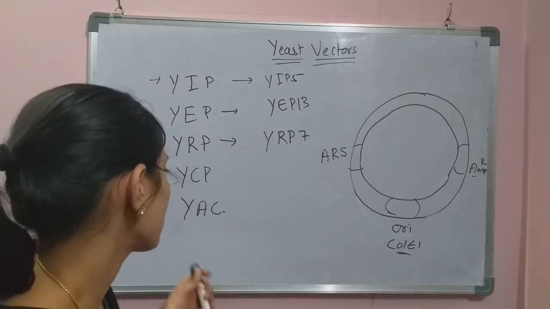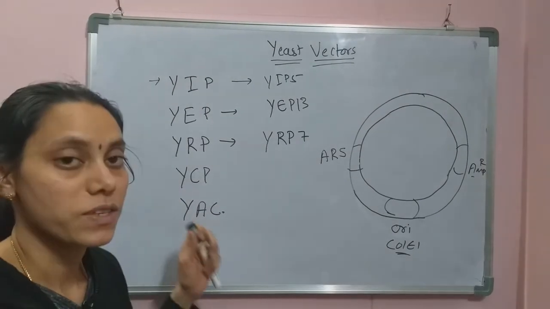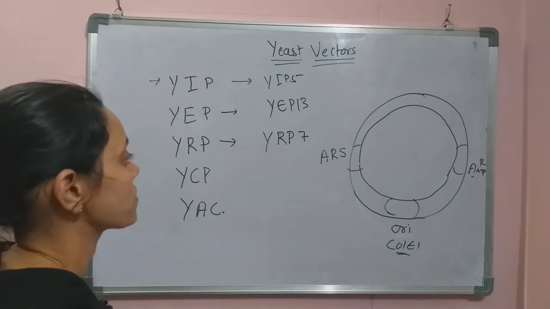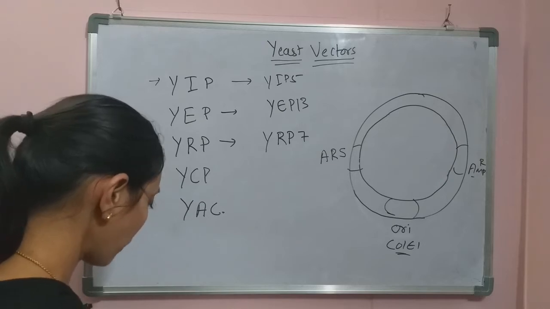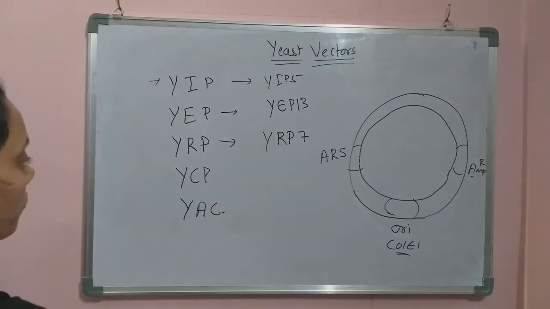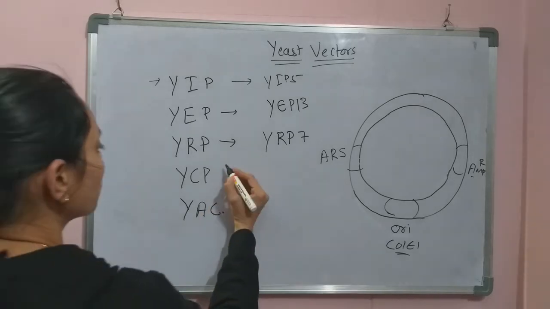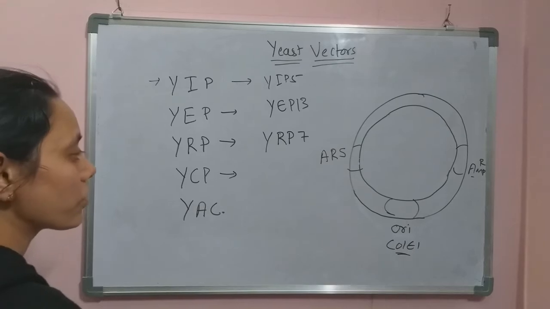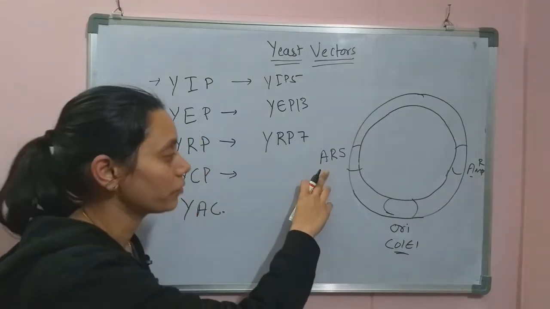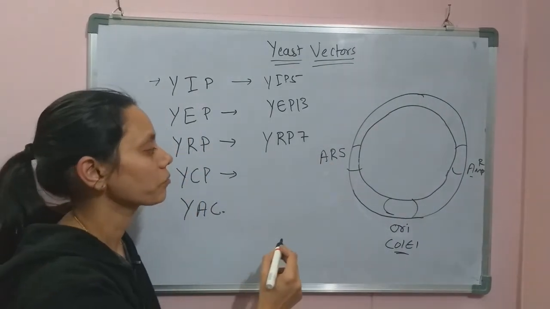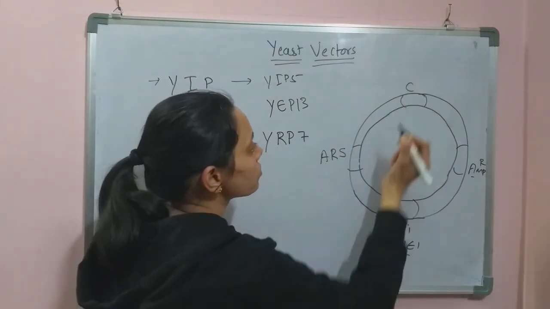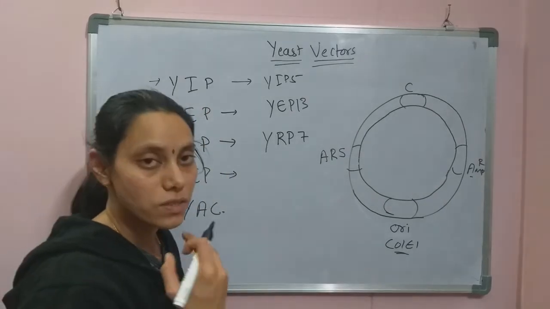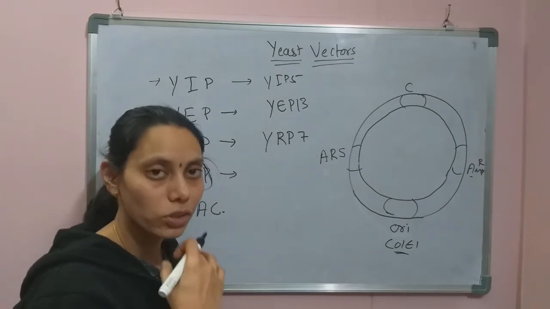And coming to the next type of plasmid, that is the yeast centromeric plasmid. This yeast centromeric plasmid is basically a type of yeast based vector which has self-replicating ability due to the presence of ARS, and it has a region called the centromere. So due to the presence of centromere, they are mitotically stable.